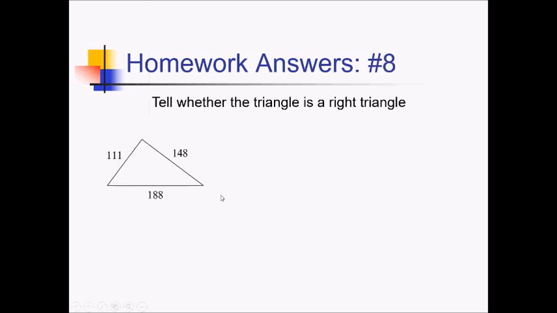To see if this triangle is a right triangle or not, we need to see if the Pythagorean theorem works on this thing. So let me write out Pythagorean theorem. a squared plus b squared equals c squared. And for a and b, we pick the shorter two sides because c is the longest side, the hypotenuse. So we can write 111 squared plus 148 squared equals maybe 188 squared. So let's plug these two sides into the calculator to see if this actually comes out true.